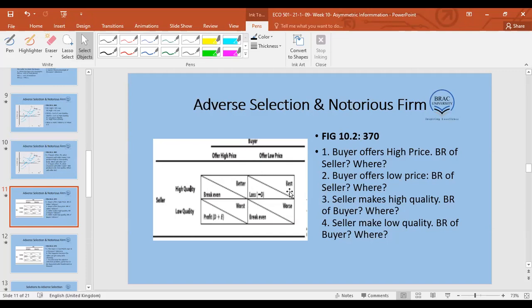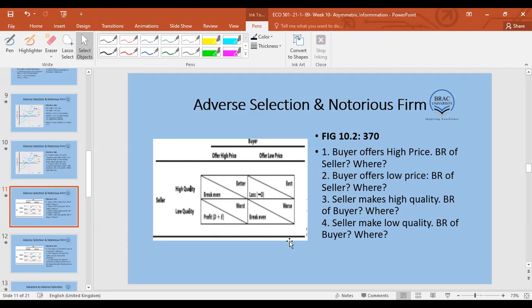Yes. So look, whatever the situation, the seller always sells low quality. Whatever the situation, the buyer always offers a low price. Low price. So where do they intersect? Don't they intersect in this column, in this box? Yes, sir. So that is the equilibrium of the game.